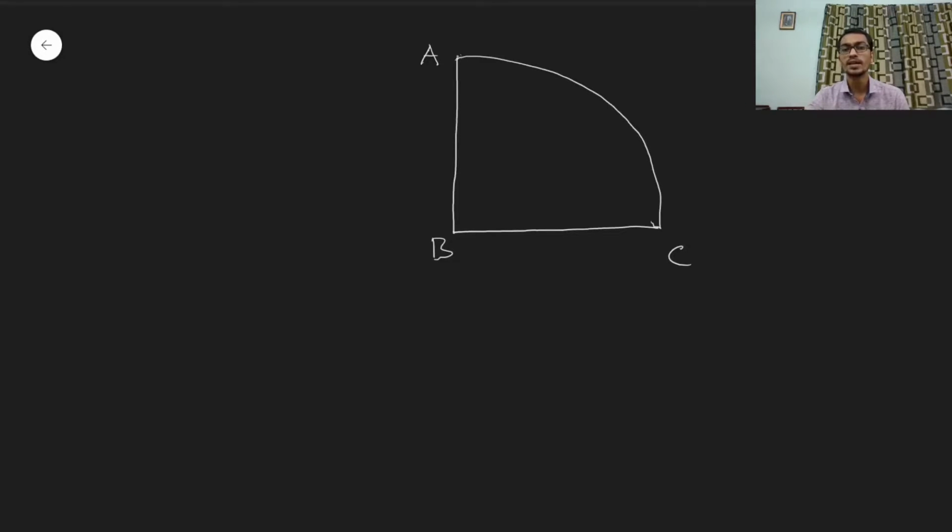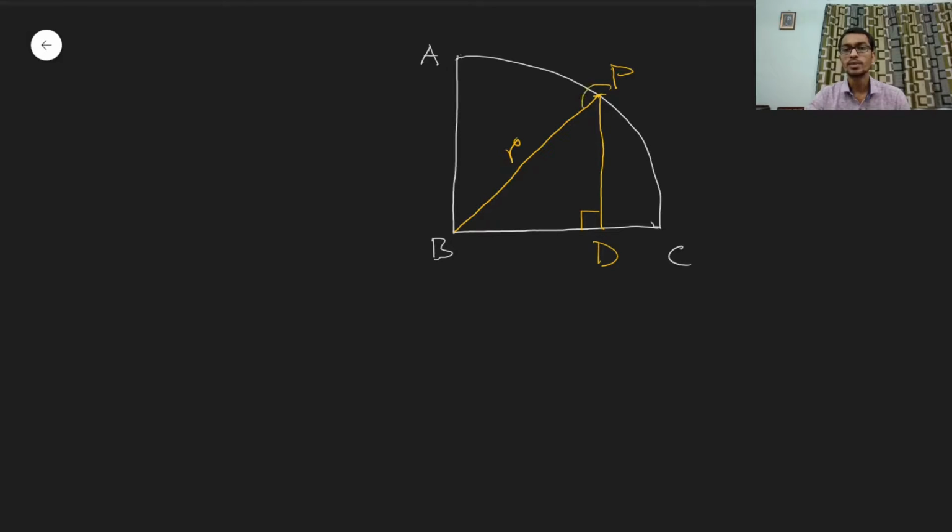Now if we consider a point P on the arc, then joining PB and a perpendicular line on BC through P, let's say PD. So we will have a right angle triangle BPD, right angle at D. Here the length of the hypotenuse, that is BP, is R.